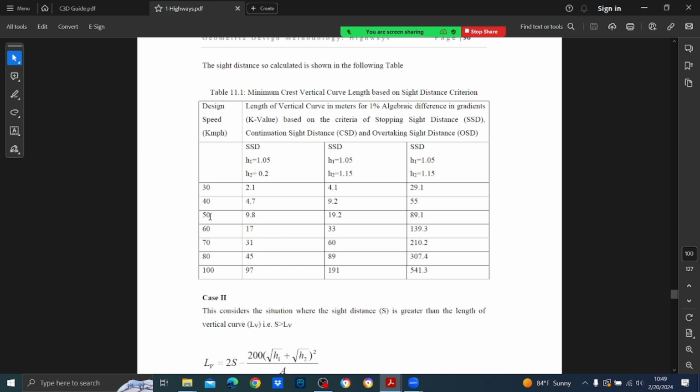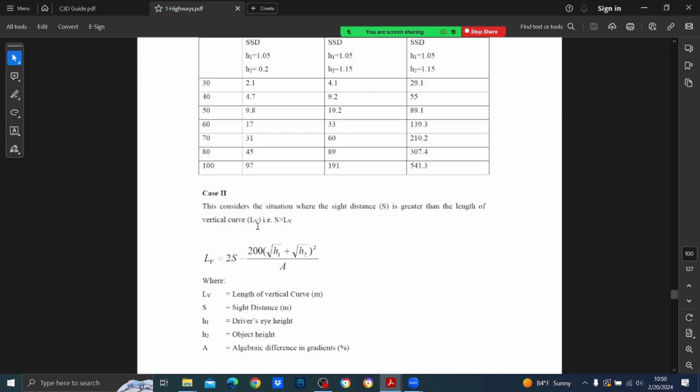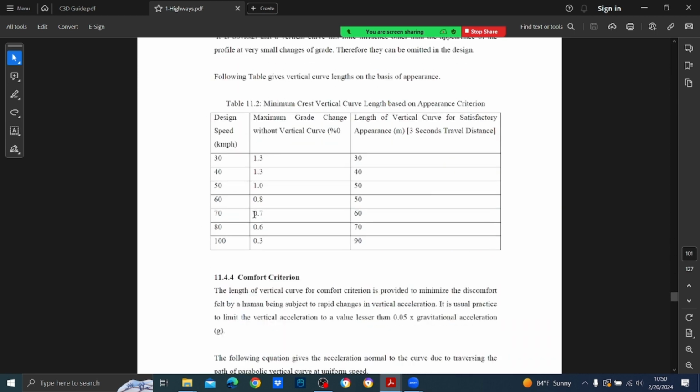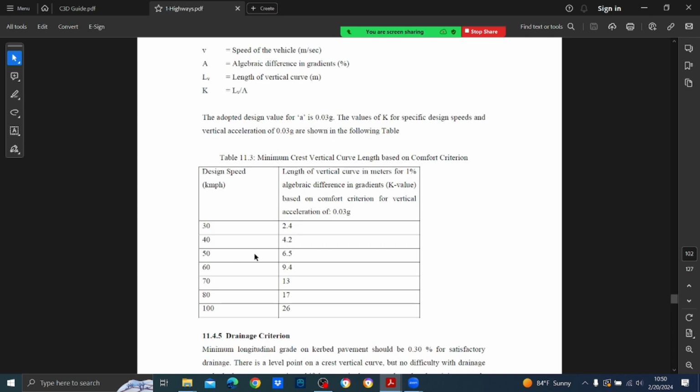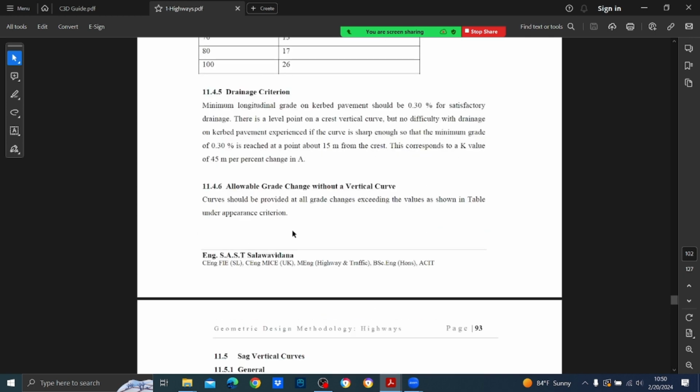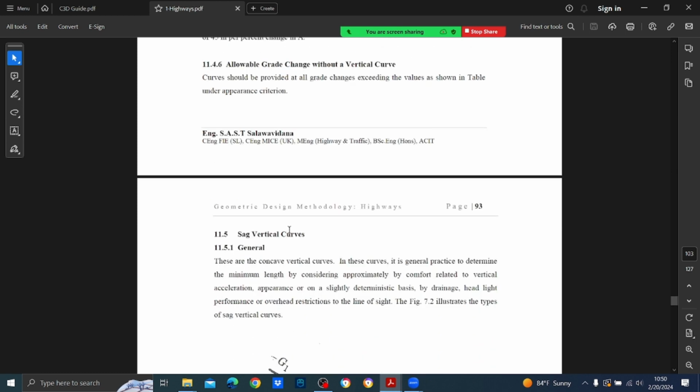If you are going to go for 50 kmph, for the stopping sight distance you have to provide 9.8. Here please correct this. This is SSD, stopping sight distance, then continuation sight distance CSD, and this is overtaking sight distance OSD, right? So if you are going to provide minimum stopping sight distance, your k value should be greater than 70. And then these are the minimum curve lengths depending on the appearance criterion, and this is the k value depending on the comfort criterion. These are necessary when it comes to designing the vertical alignment.